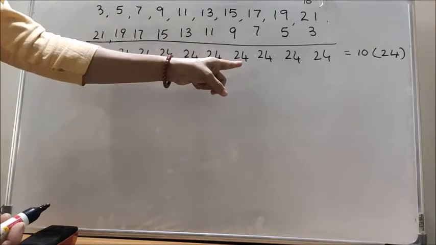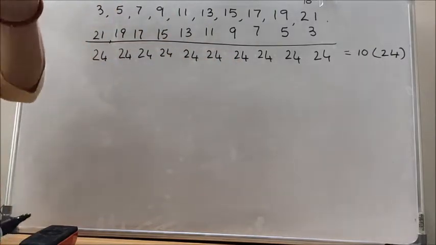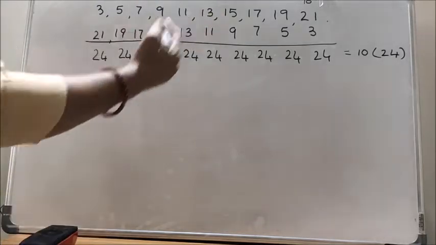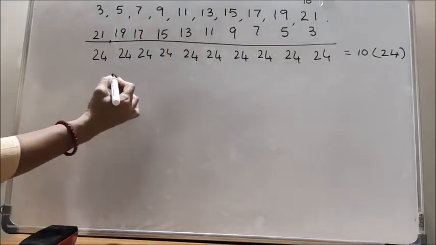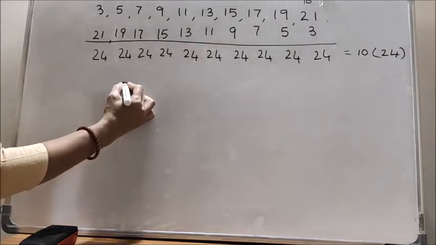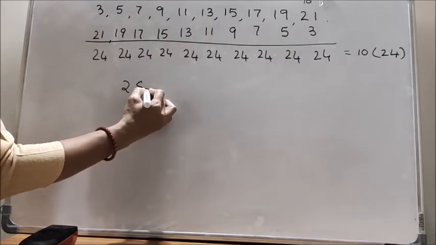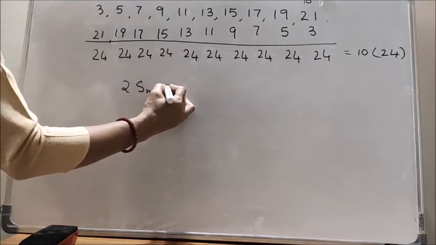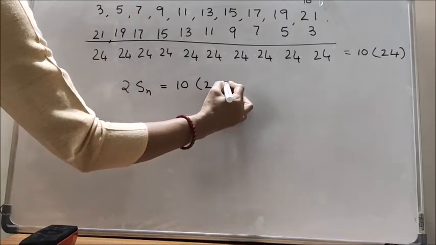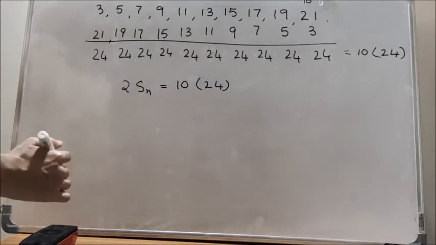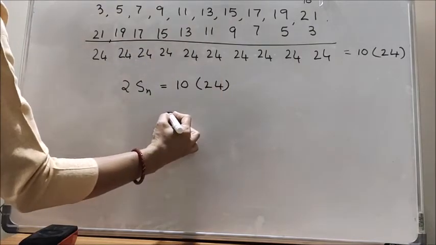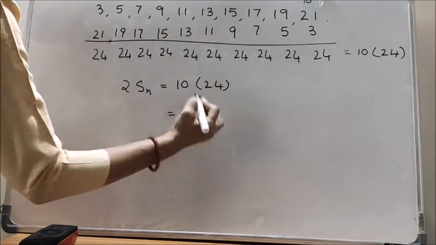And what is this 10 times 24 actually? When you add all this, we are going to get 2 times the sum of this AP. So if we denote the sum of an AP as Sn, then here we have 2 times Sn, 2 times the sum of the terms, is 10 multiplied by 24 in this particular example. But now what is this 10? 10 is the number of elements, so we can write it as N.